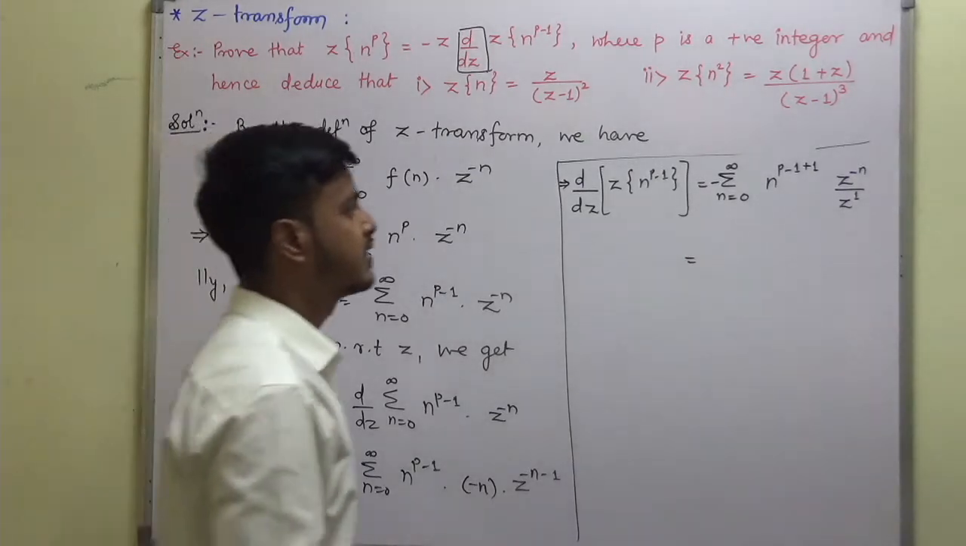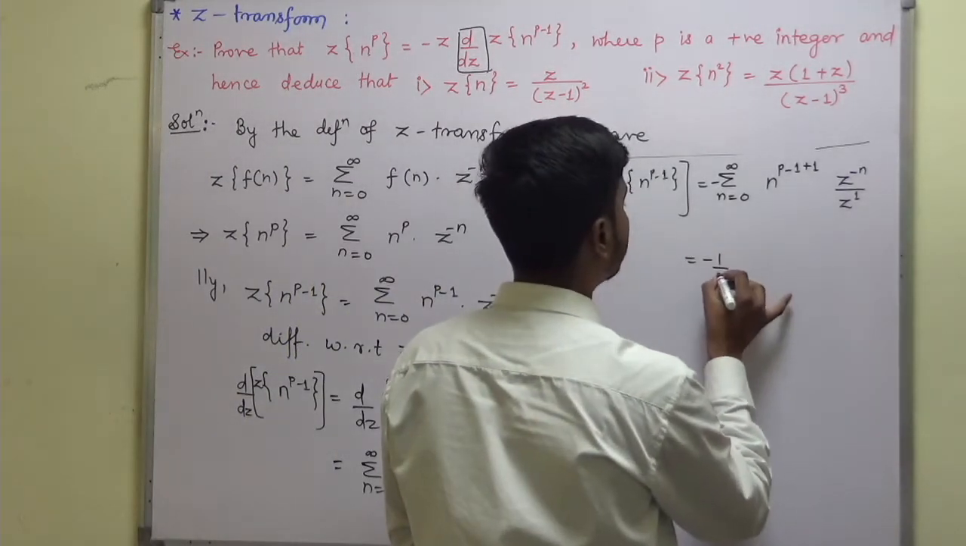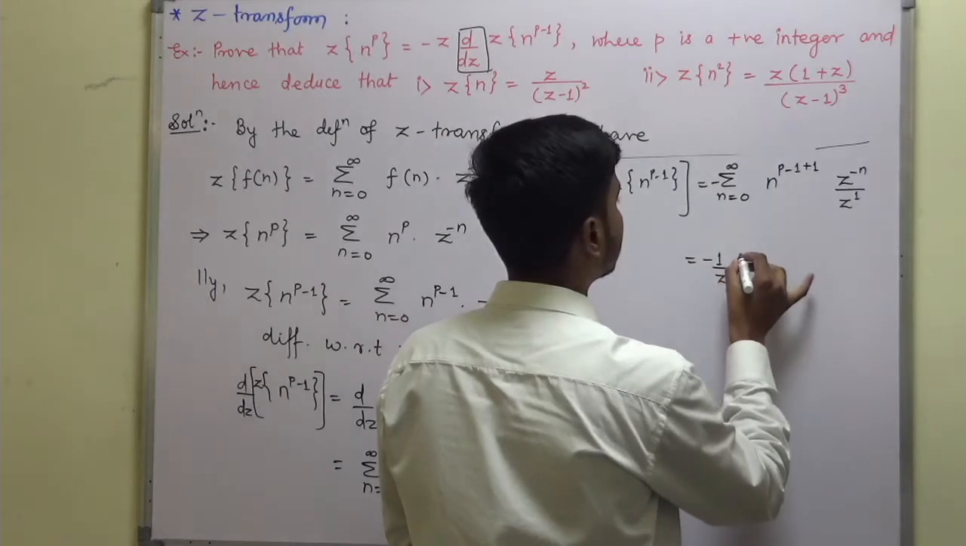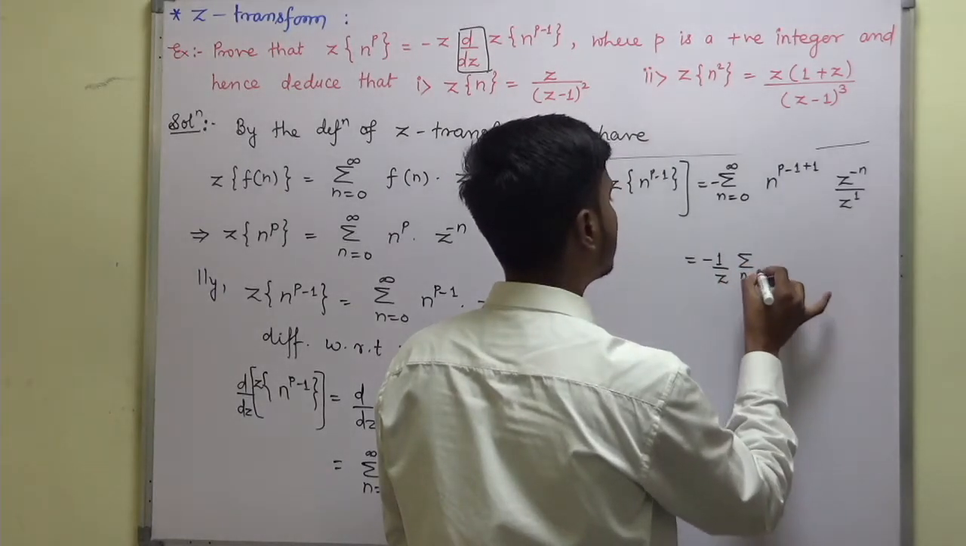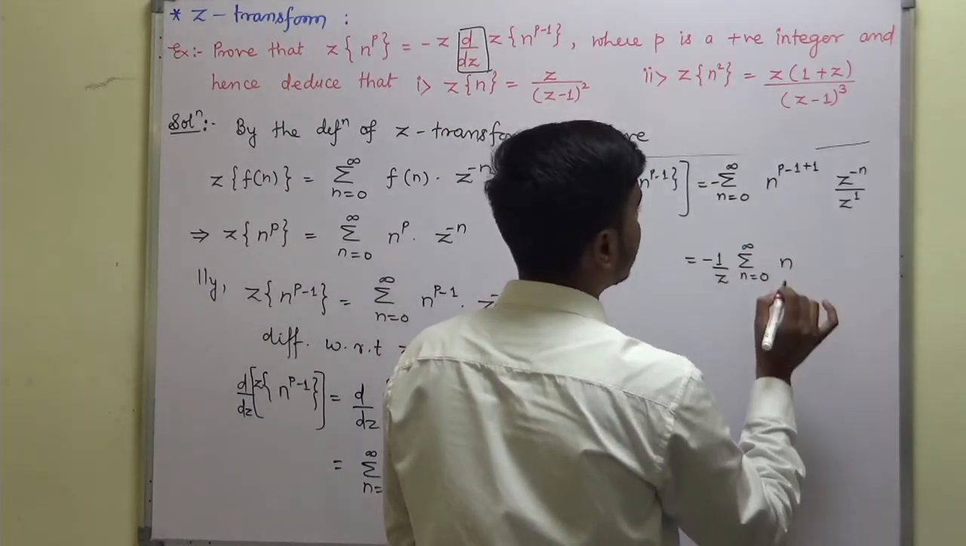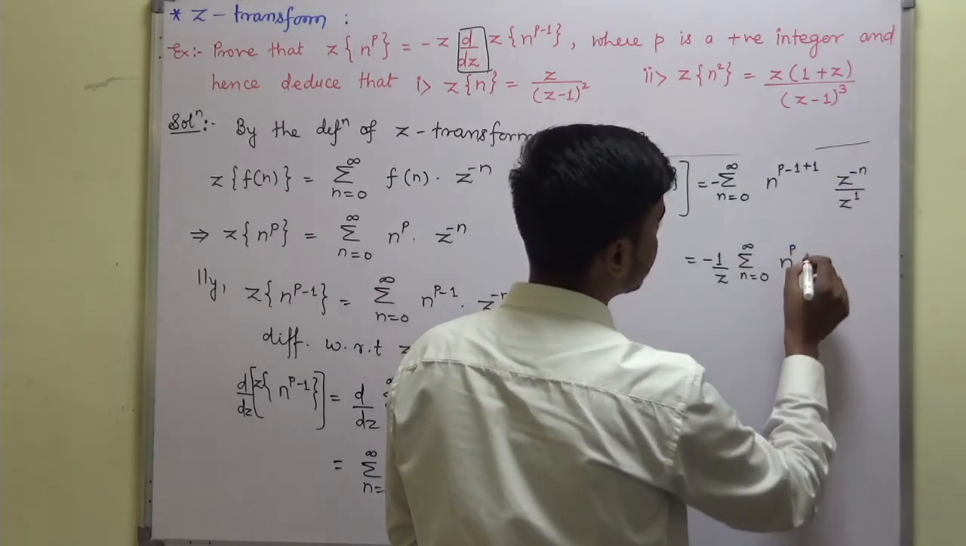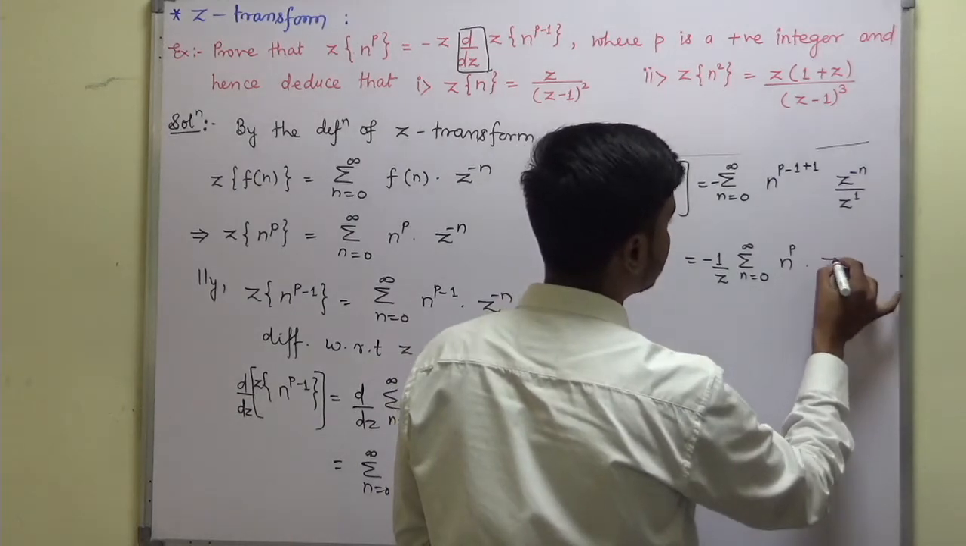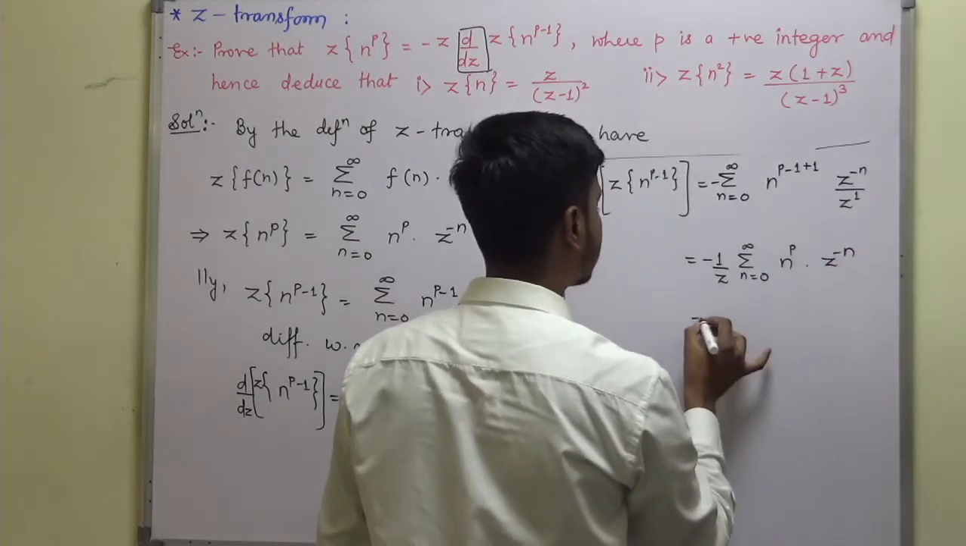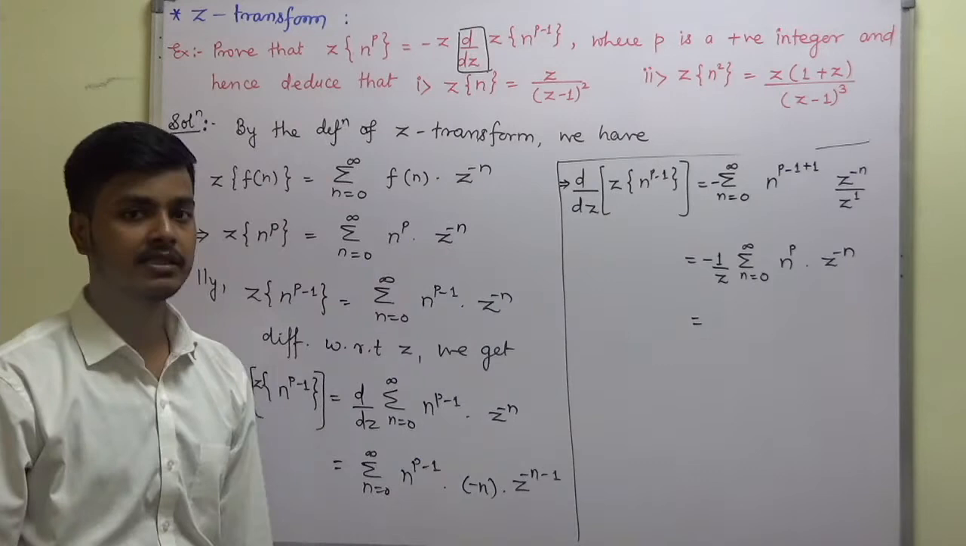That's correct. So this is minus 1 by z into summation n is equal to 0 to infinity n to the power p minus 1 plus 1 get cancelled, n to the power p into z to the power minus n. And what is it?